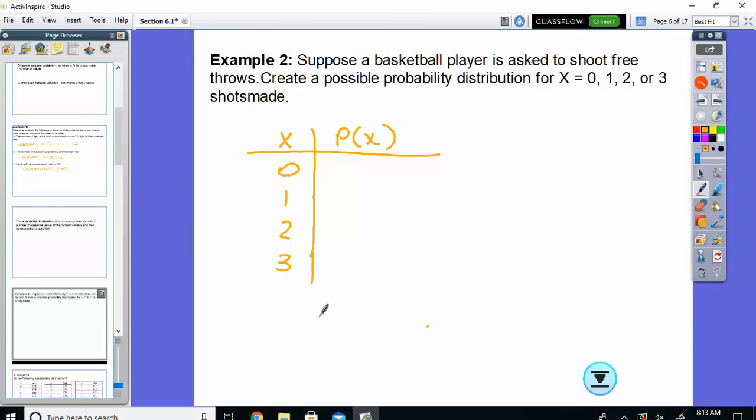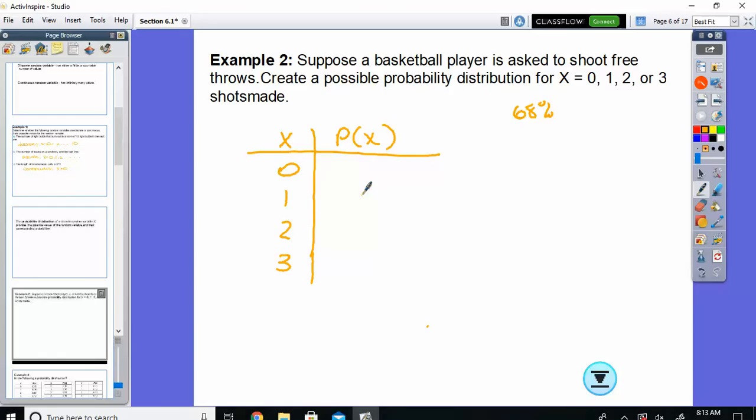Let's say the probability of making a shot, how accurate are they? 68%. Okay. So, how would you find the probability of making 0 of those throws? What would that be? 1 minus 68.